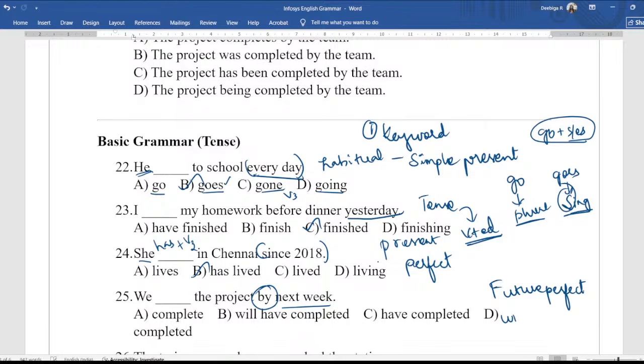So will plus have or has plus V3. So we will have completed the project by next week. Okay, so we are still doing the project. By next week we will have completed. You're just guessing, imagining, or predicting. So you have to use future perfect. Okay, this is not something that is going to happen for sure in the future.